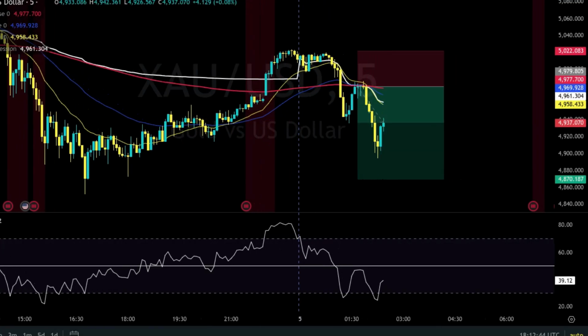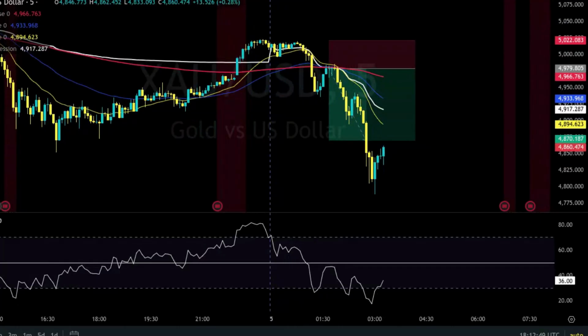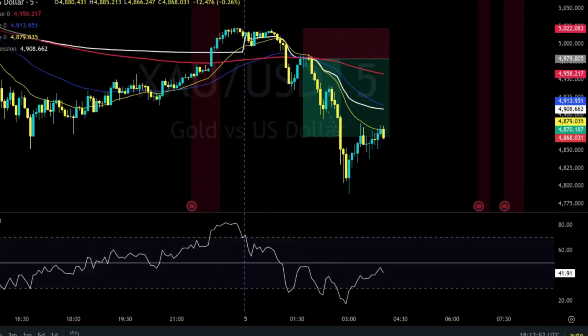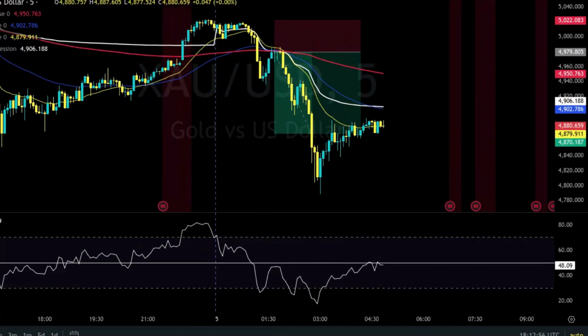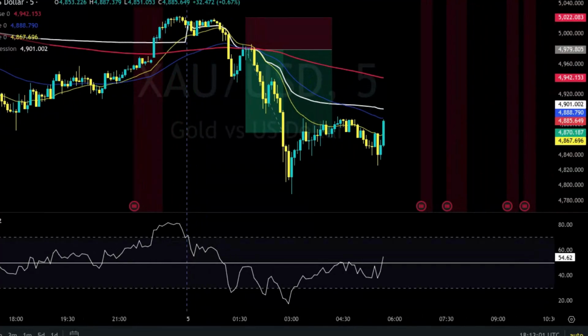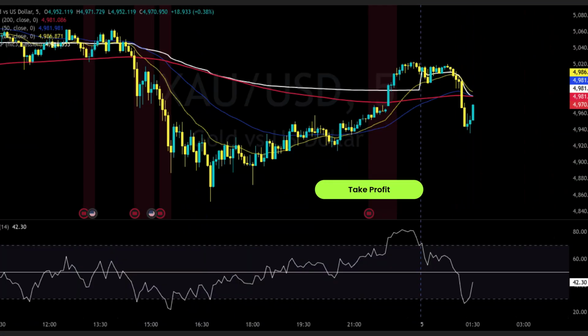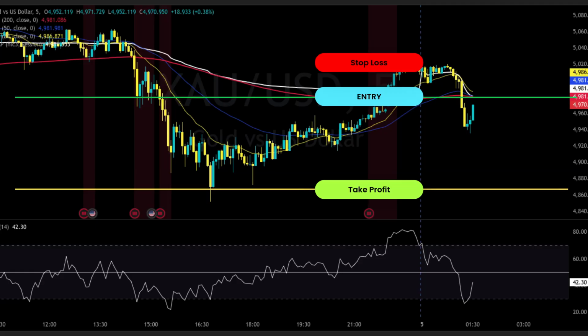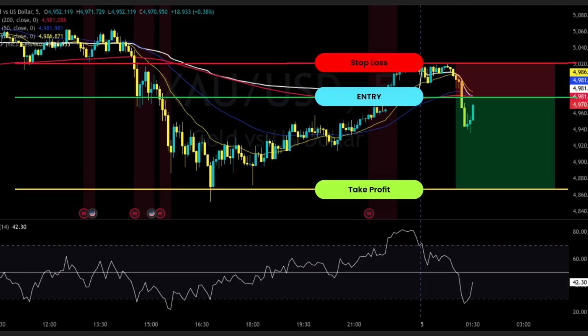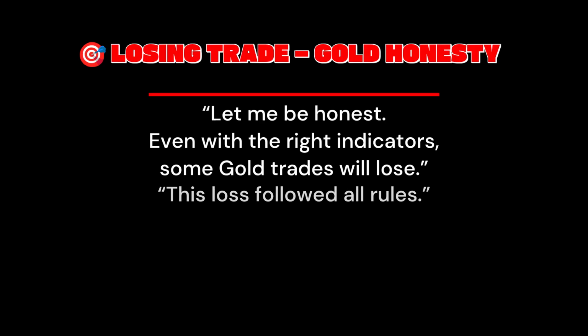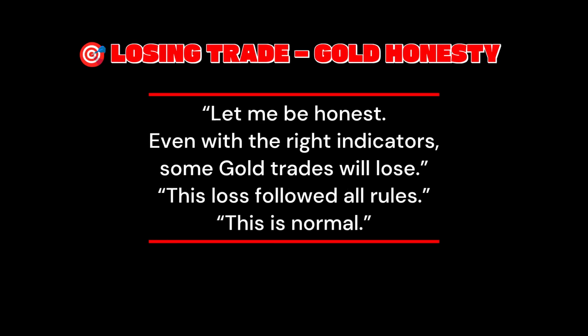Before I enter any trade, I already know my risk. Correct time to enter. Where to place stop loss and how much it costs if I lose. When to take profit. If risk is not clear, gold will punish you. Let me be honest. Even with the right indicators, some gold trades will lose. This loss followed all rules. This is normal.